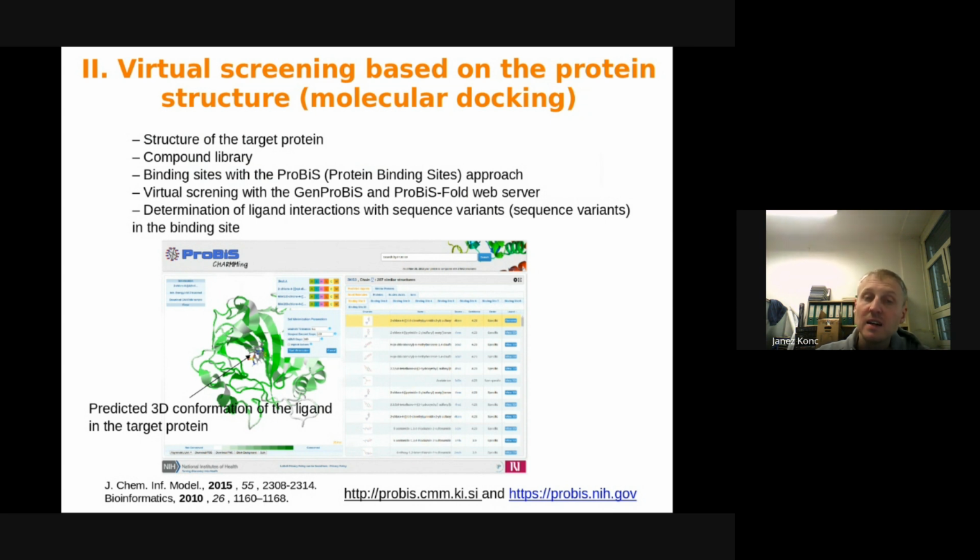We are going to predict binding sites with these servers, and also ligands that can bind to these proteins. The GeneProBiS web server also offers another aspect, which is connected with sequence variants. These are mutations within a sequence of human genes.